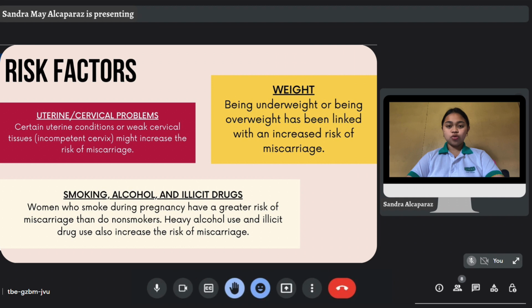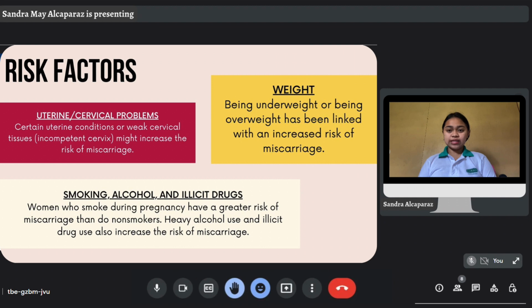Next one, we have smoking, alcohol, and illicit drugs. Women who smoke during pregnancy have a greater risk of miscarriage than do non-smokers. Heavy alcohol use and illicit drug use also increase the risk of miscarriage. Next risk factor is the weight. Being underweight or being overweight has been linked with an increased risk of miscarriage.